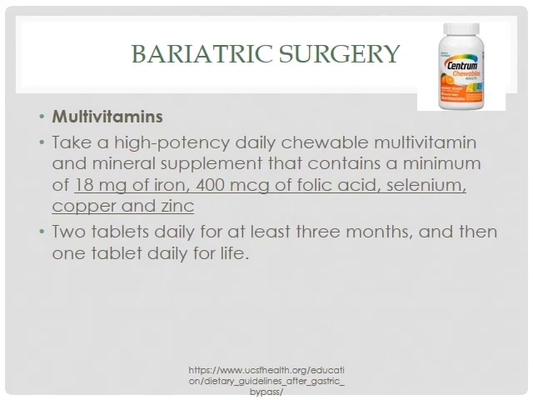Multivitamins. Take a high-potency daily chewable multivitamin and mineral supplement that contains a minimum of 18 milligrams of iron, 400 micrograms of folic acid, selenium, copper, and zinc. Take 2 tablets daily for 3 months, and then 1 tablet daily for life.